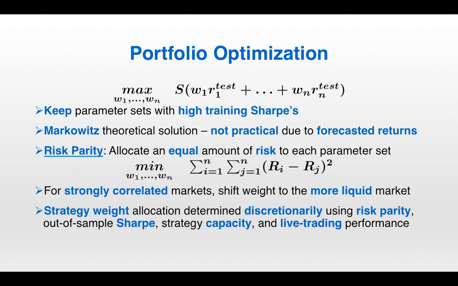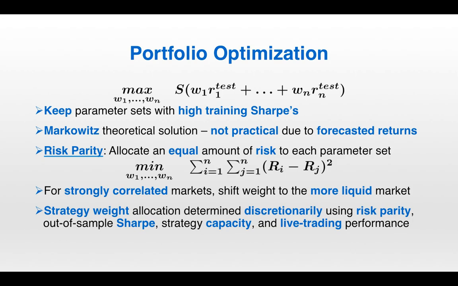The other kind of optimization we discussed is portfolio optimization. This is about allocating weight to parameter sets in order to form the strategy portfolio. And the goal of portfolio optimization is to choose weights W1 through Wn in order to maximize the out-of-sample Sharpe ratio. Maximize the Sharpe ratio of the weighted linear combination of the return series over the testing period.